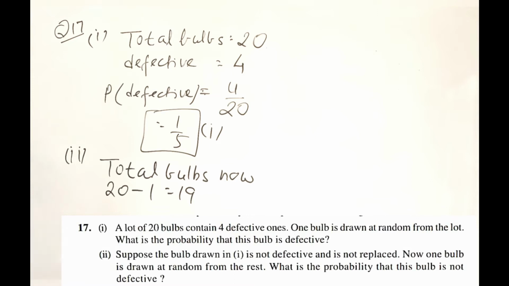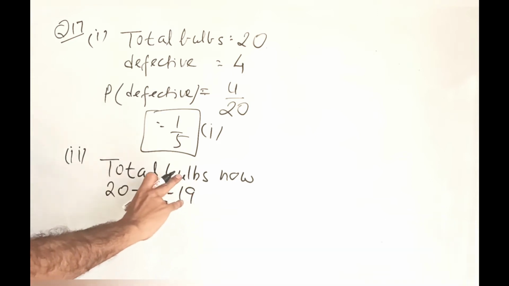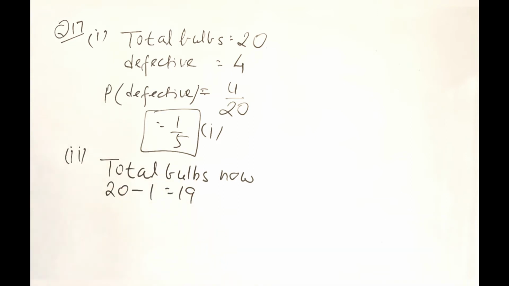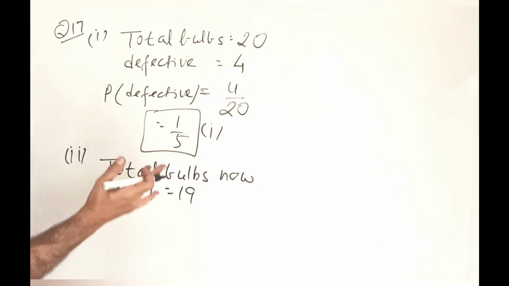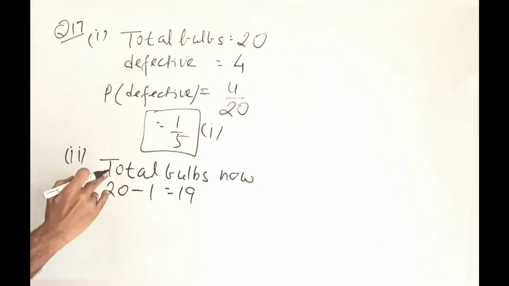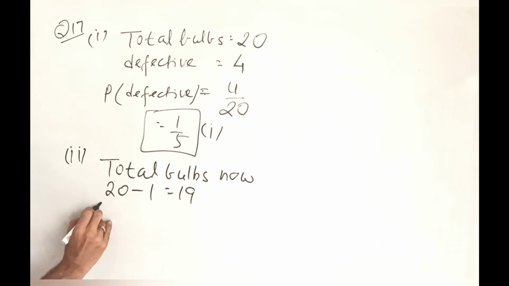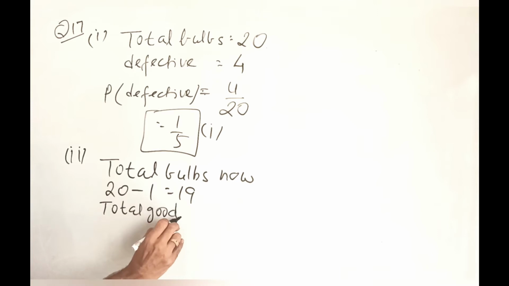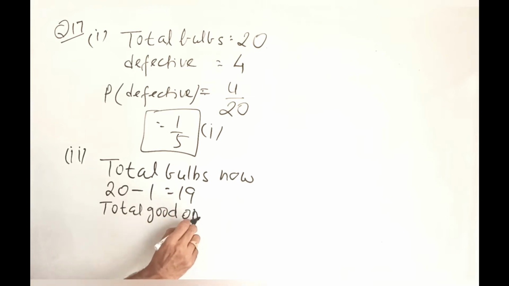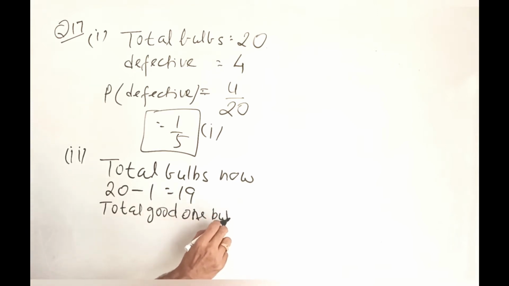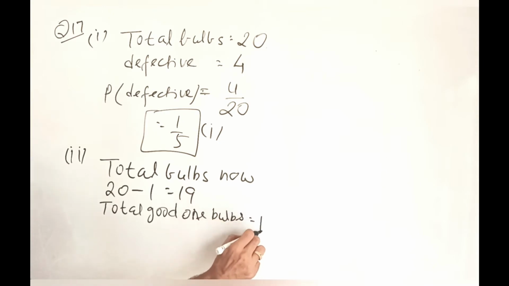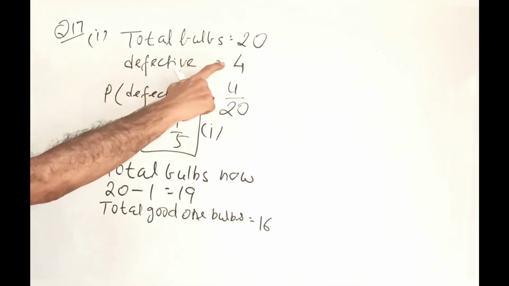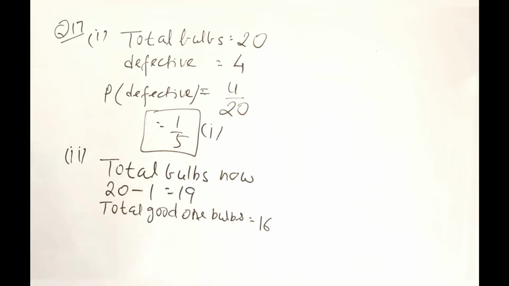Now what is the question? This is the quantity of total bulbs. What is the probability that the bulb is not defective? Not defective means good ones. So how many good ones were there previously? The total good bulbs were 16, because 4 were defective. So 20 minus 4, 16.